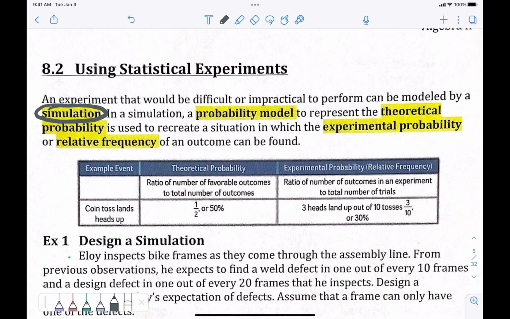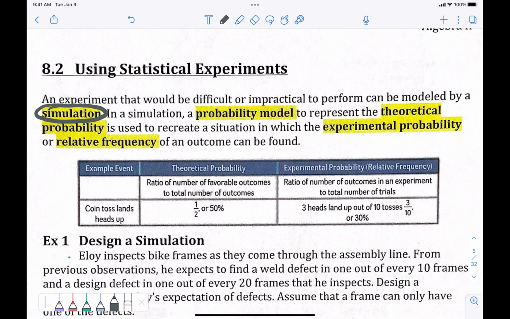Anyway, so we do what's called a simulation, and we don't just do that in video games and race car driving. We do this when we are collecting data. So we do simulations in math a lot, okay?